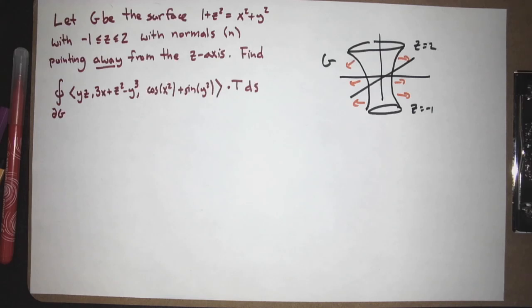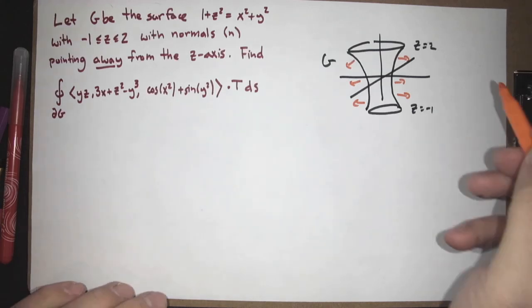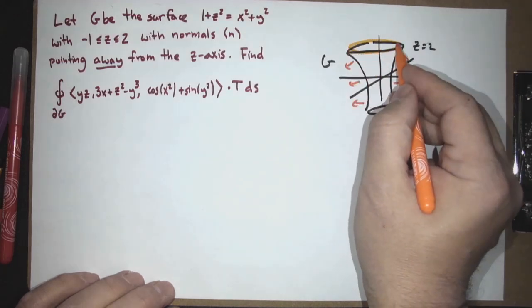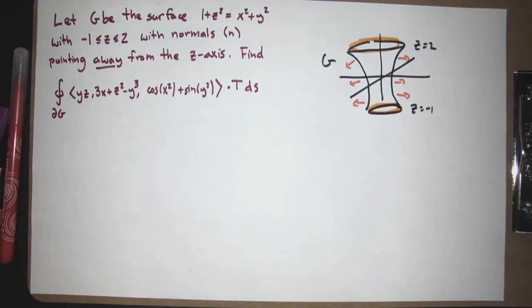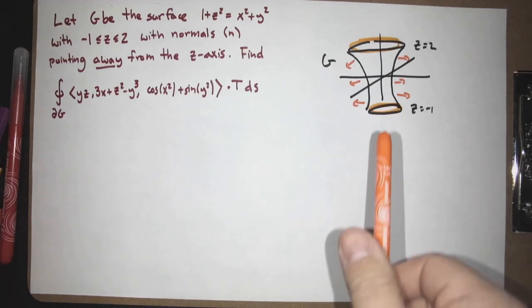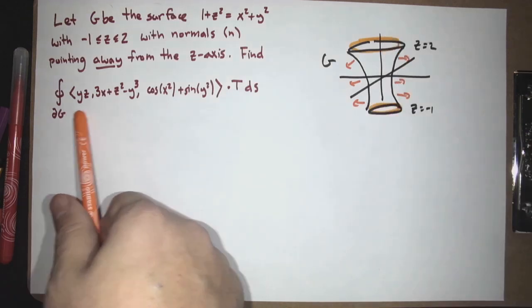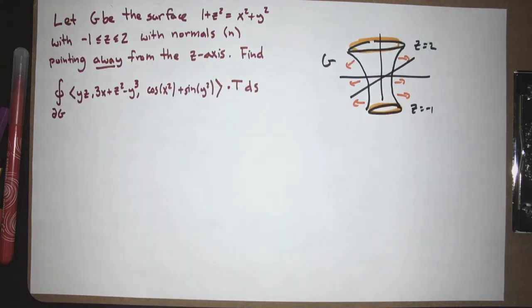Find the integral on the boundary of G, and notice the boundary of G has how many pieces? 2 pieces. It's like a holey boundary, just like in Green's theorem. You could have a boundary with multiple parts, so you're perfectly allowed to have more than 1 piece. Cool. So find the integral on the boundary of G, these 2 parts of this thing dot T ds.